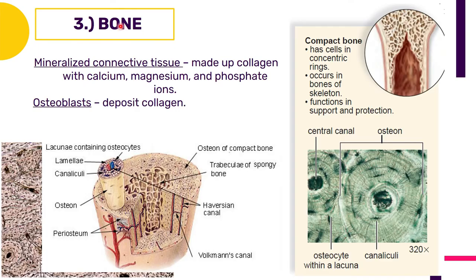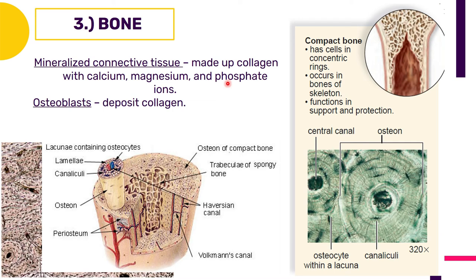We have the bone. Okay? So a bone is a mineralized connective tissue. What does it mean, mineralized? The bone is also made up of collagen, but the collagen is mixed with minerals: calcium, magnesium, phosphate, and iron. When they are mixed with the collagen fibers, this connective tissue becomes mineralized, and it makes this type of connective tissue rigid or hard.